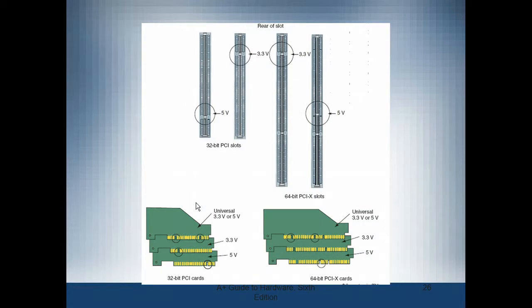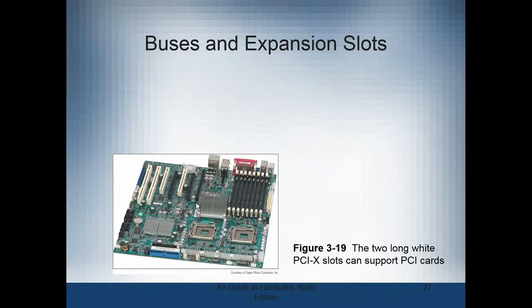So we have the 32-bit PCI slot with the 5 volt notch and the 3.3 volt notch, so that you can't put the wrong card in the wrong slot when you do these things. The 64-bit is notched a little bit differently, not a whole lot differently, but a little bit when you look at these things, and some of them have universal ones. Buses and expansion slots, nice picture here of what goes on.